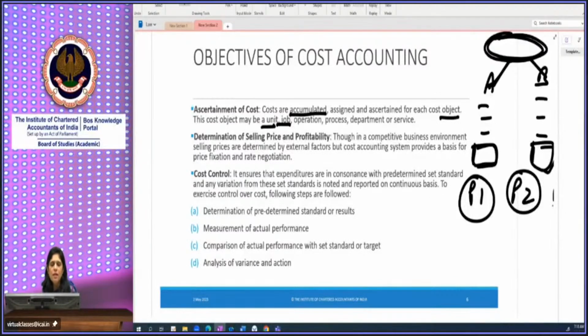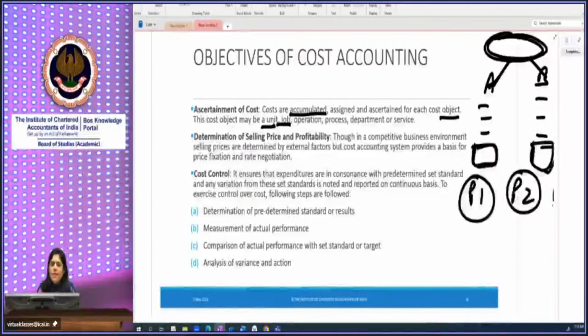Clear? Now cost control, again a very important aspect. If you do not control the cost, it will keep on increasing, and it will challenge your selling price, and the whole system can crash. So the importance of cost control is as important as cost ascertainment. All right. You cannot take it for granted that we only have to compute the cost and cost control will happen side by side. No, it's a continuous process. All right. So how do you control the cost?